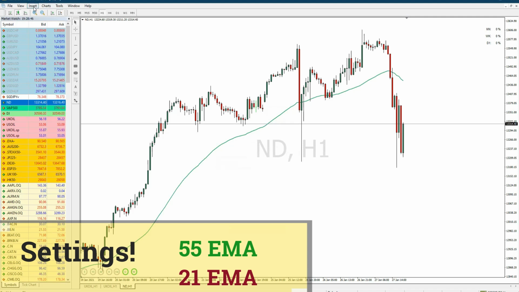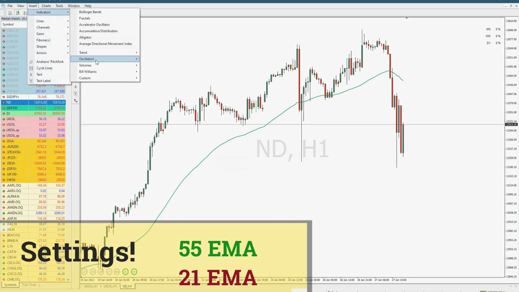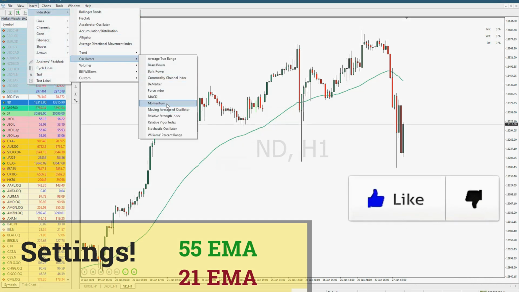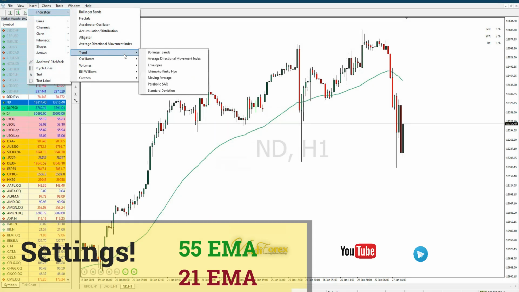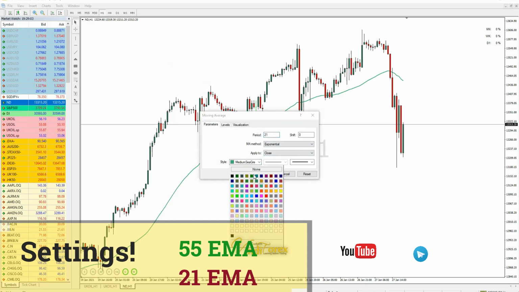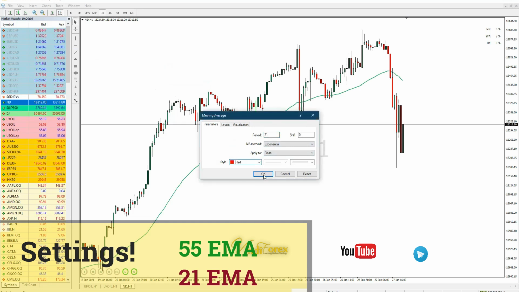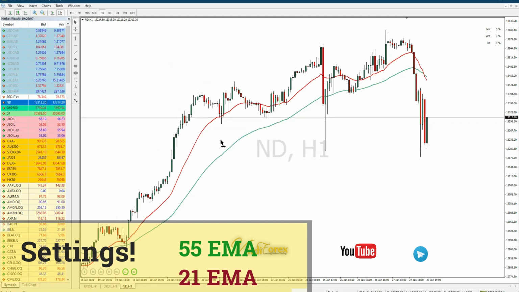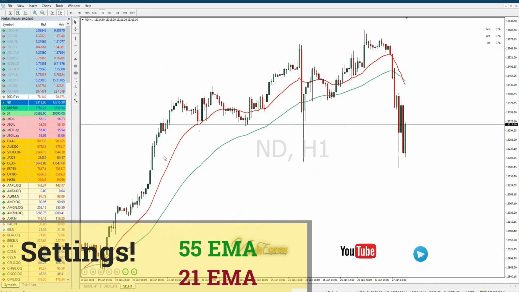We need to add another one. The second one will be the 21. We'll go back to the same one, go to trend, and then here we'll go for 21. On that 21, let's change the color, still exponential. Let me make this one red. Click OK. So you can see that we have two moving averages.